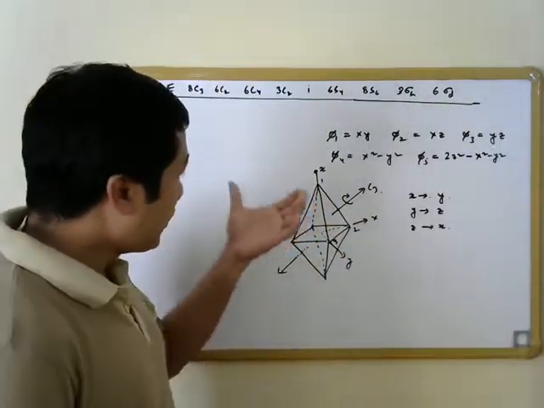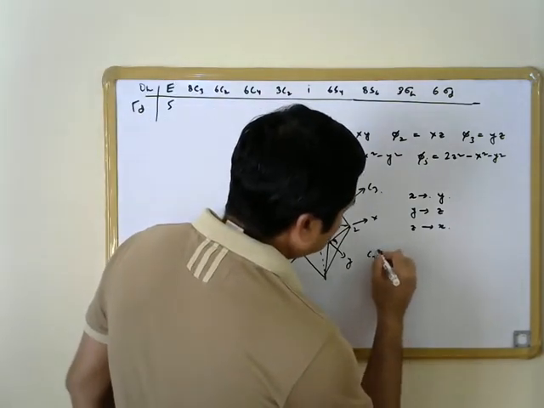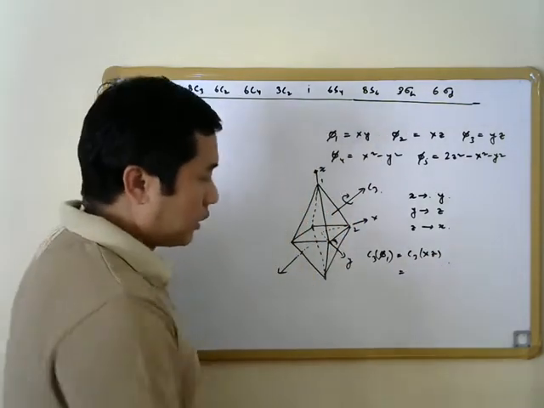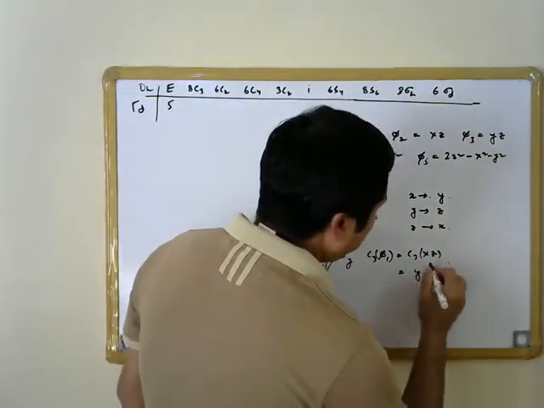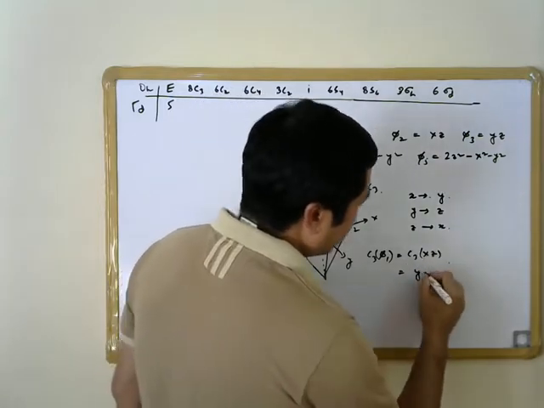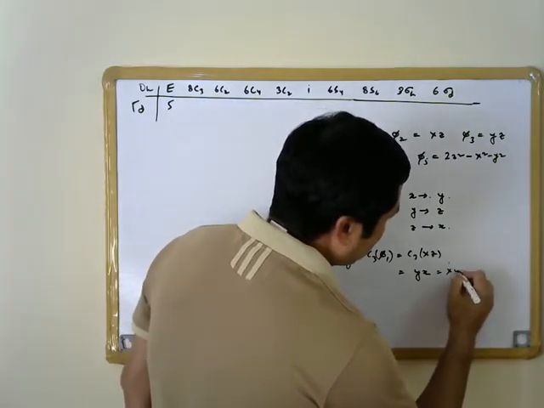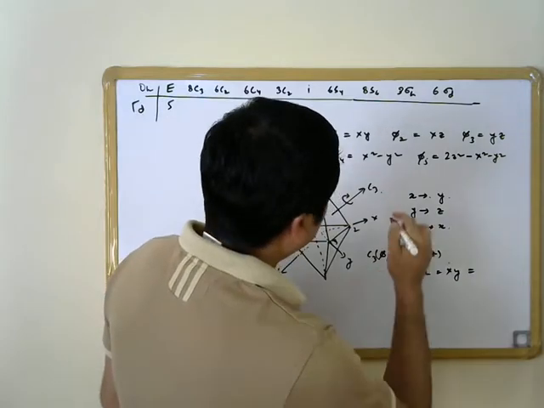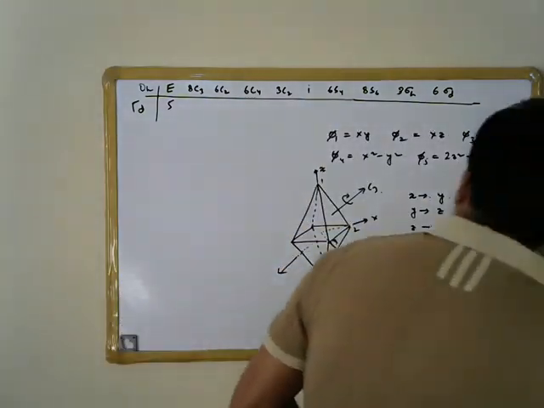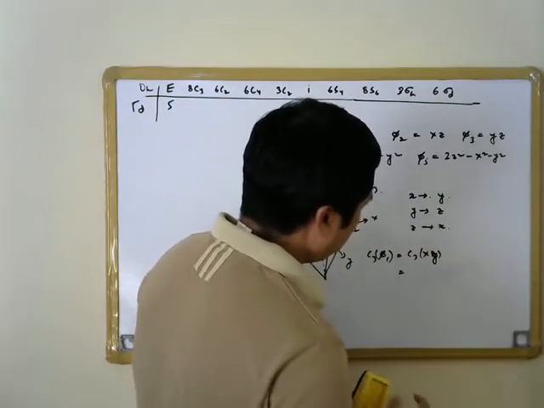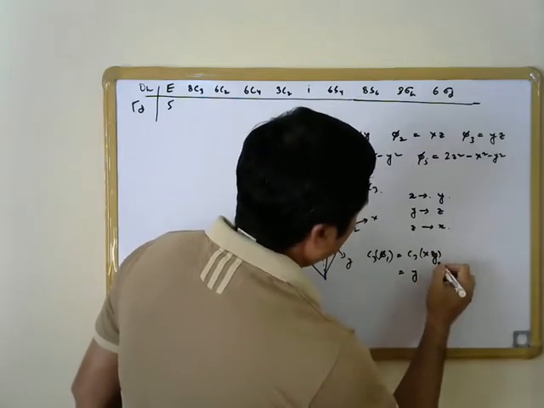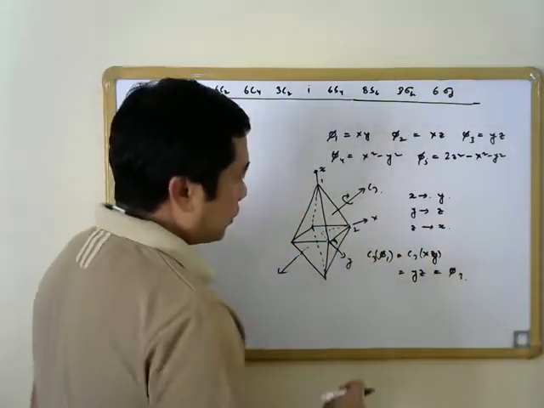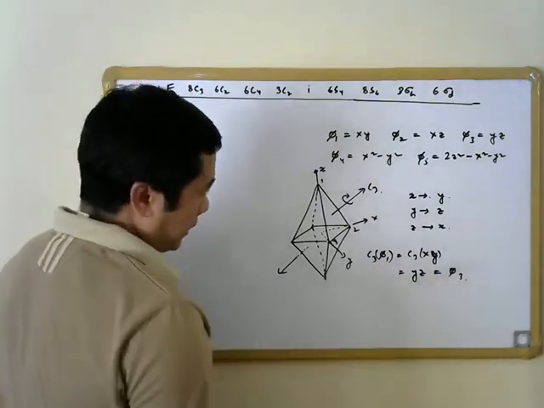So let us find out now what is going to happen if we do C3 on phi 1. When we do C3 on phi 1, that is when we do C3 on xy, we know that upon performing C3, x goes to y, and z goes to x. So phi 1 is xy, and x transforms as y, y transforms as z. So this is yz, and yz is nothing but our phi 3. So when we do C3 on phi 1, it becomes phi 3.